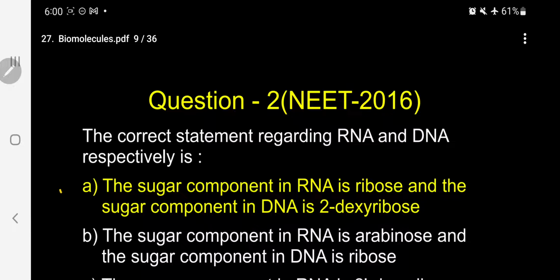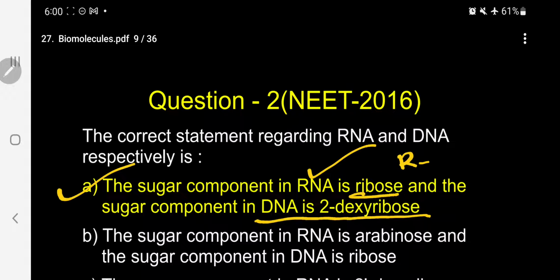Please follow. The sugar component in RNA is ribose and the sugar component in DNA is 2-deoxyribose. So how to remember? Very simply, I can give you: R means ribose. Please follow, RR, RR ribose. So RNA, ribose; DNA, deoxyribose. Please follow, DD. You can easily memorize this way.